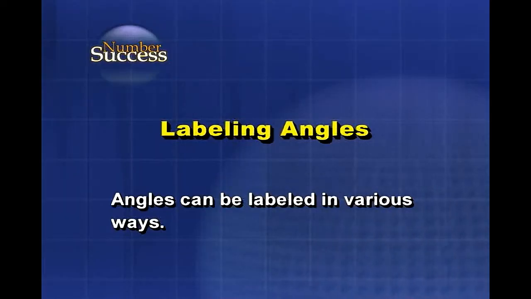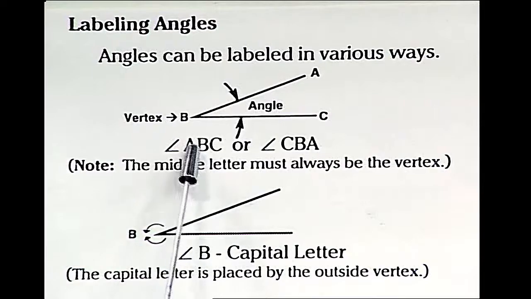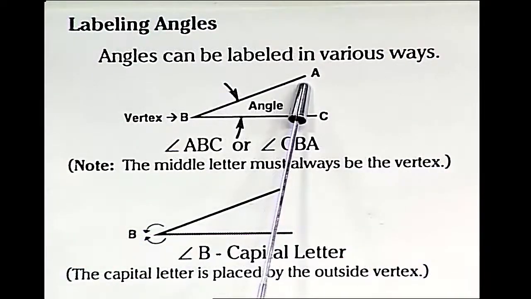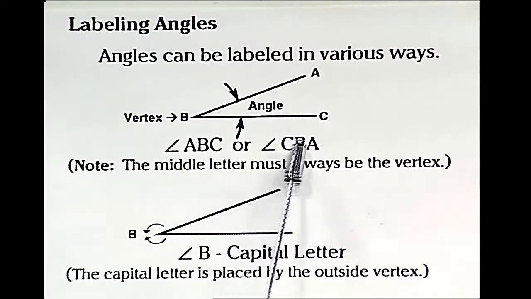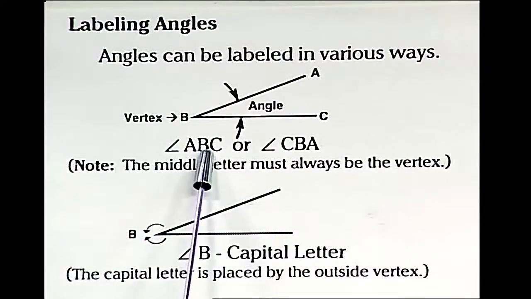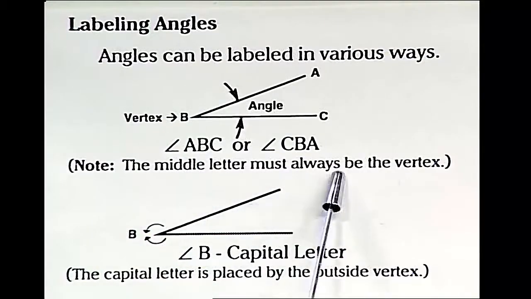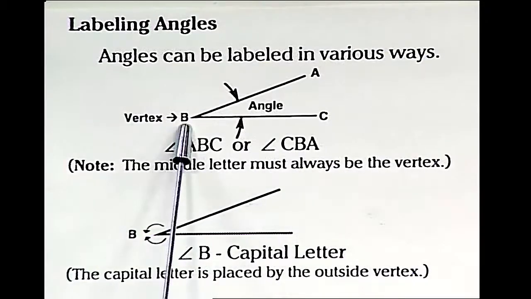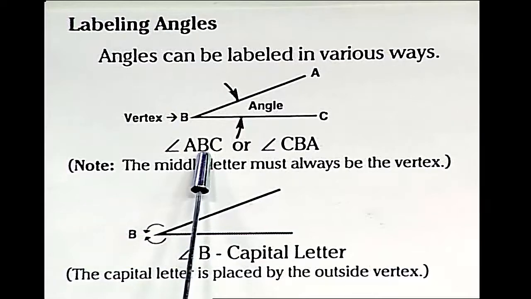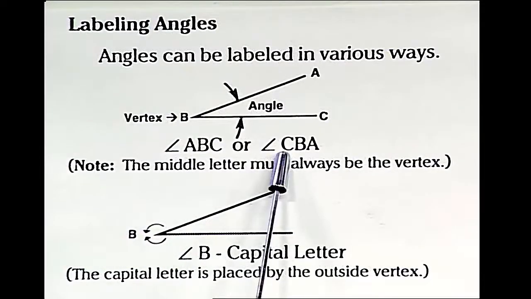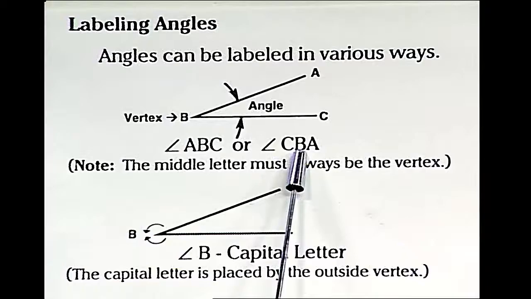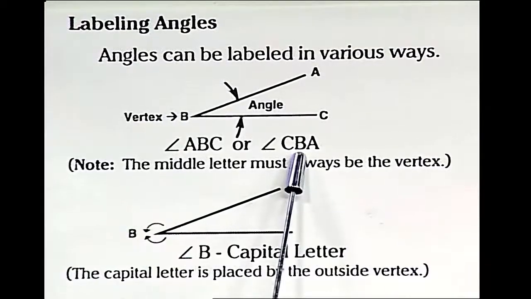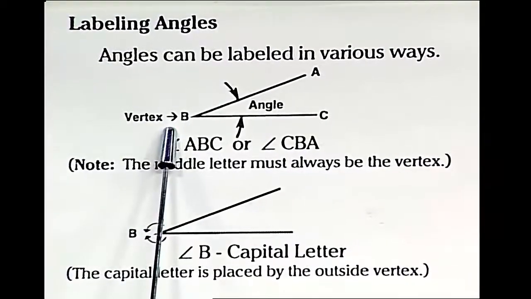Labeling angles. Angles can be labeled in various ways. Angle ABC or angle CBA. Notice that this middle letter must always be the vertex. B is the vertex, B is the center, angle ABC, and angle CBA, B is the center. B must always be in the center if it is the vertex.